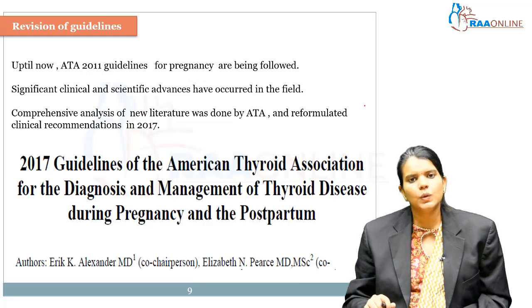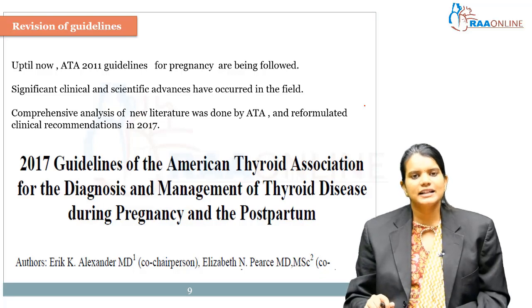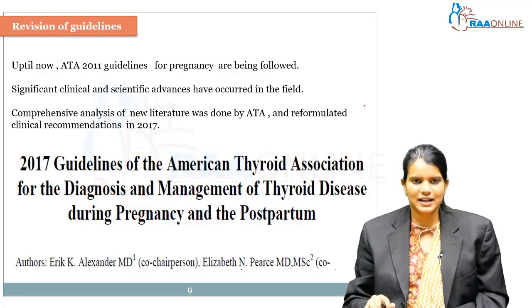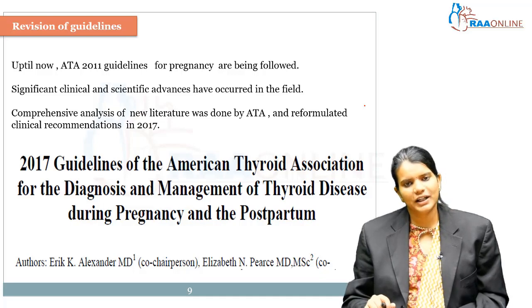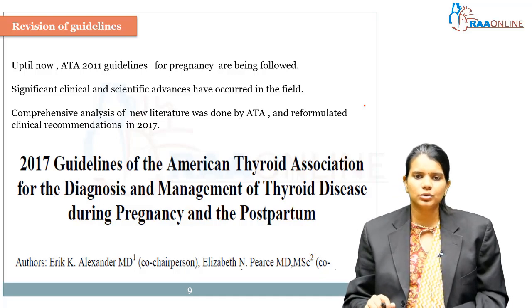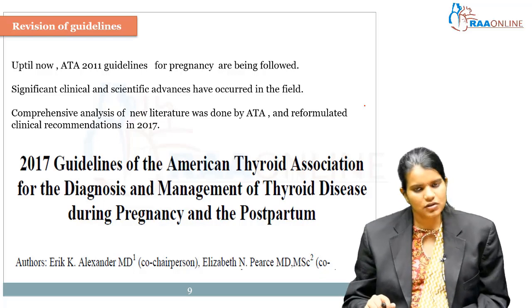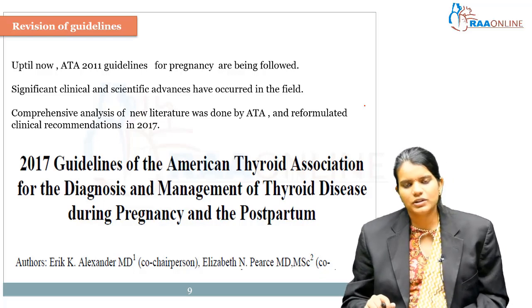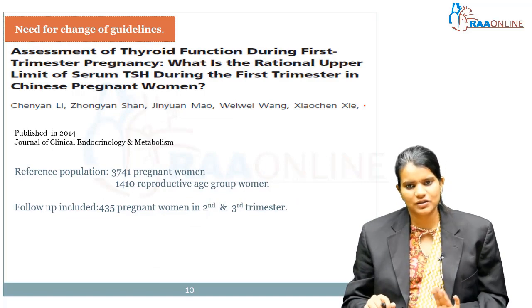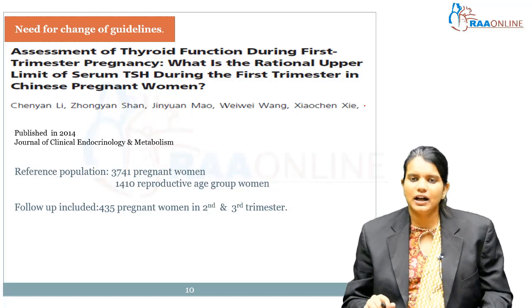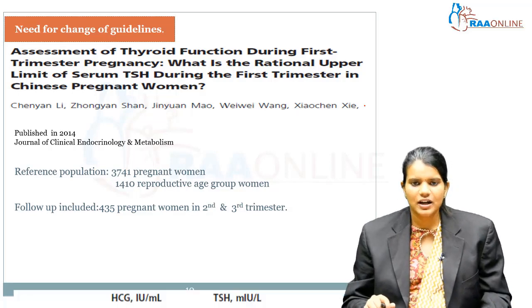Up till now, the American Thyroid Association 2011 guidelines for pregnancy were being followed. Significant clinical and scientific advances have occurred in the field, so there is a requirement for reformulated recommendations. Now we are following the 2017 ATA guidelines, all the good centers are following this only. The 2014 study was published, and based on this study only, this change in the guidelines was required.